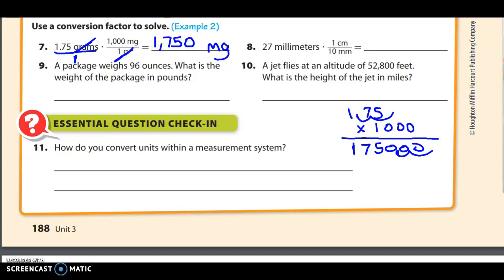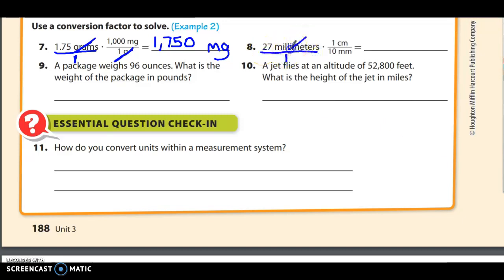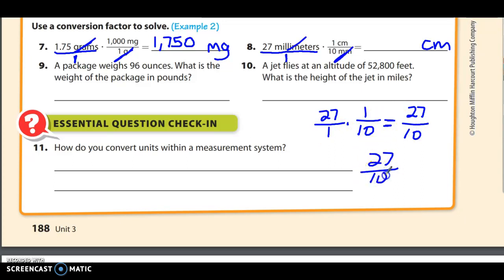All right, number 8 looks a little different. And I'll show you why. This is the same as 27 over 1. My millimeters cancel, so all that's left is centimeters. But if you look at the math here, I've got 27 over 1 times 1 over 10. 27 times 1 is 27, over 1 times 10 is 10, and 27 over 10 means 27 divided by 10. I can just write a mixed number. 10 goes into 27 2 times with 7 left, 2 and 7 tenths, and then I'm going to write that as a decimal, 2.7.